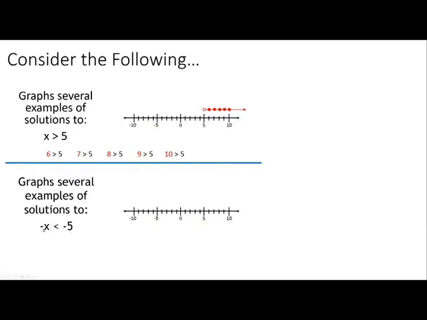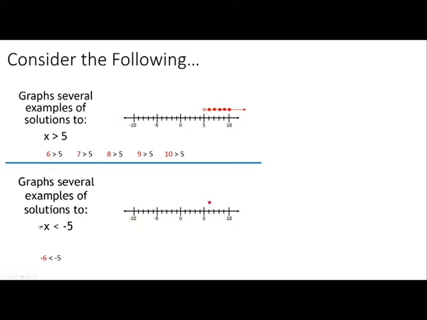We have to ask ourselves, what values could I put in for this x that would make this into a true statement? Again, I'm going to recommend you pause the video, try and come up with a few on your own, see if you can graph some of those before watching my explanation. Here's why this is tricky. If x is a 6, negative 6 is less than negative 5. So 6 is a solution.